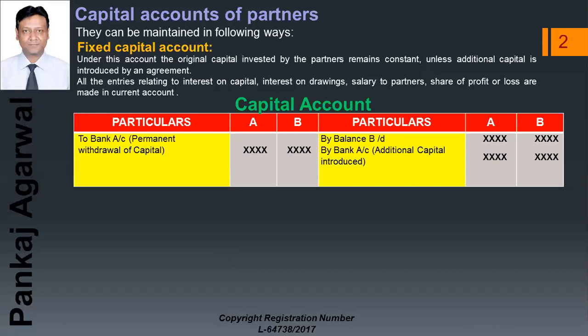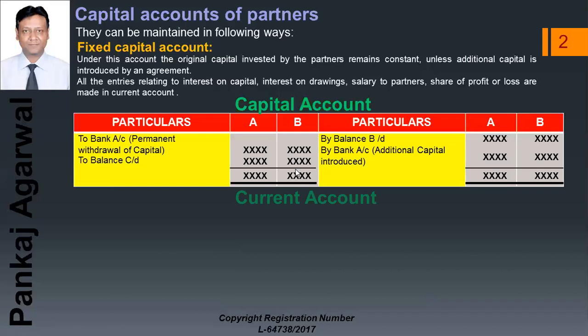Now, the closing balances will be calculated. For that, first of all, we will total the credit side. We write the same total on the debit side, and we will deduct this amount from this amount and it will be written as to balance CD. The closing balances will come.